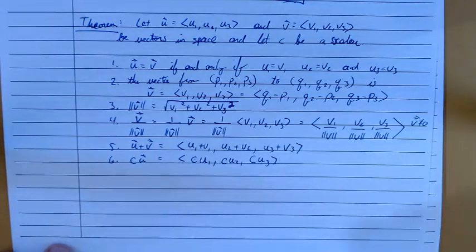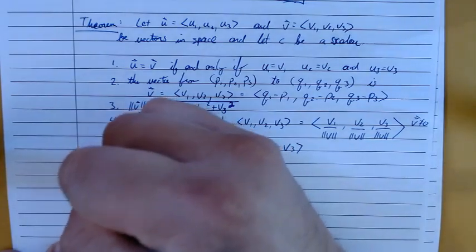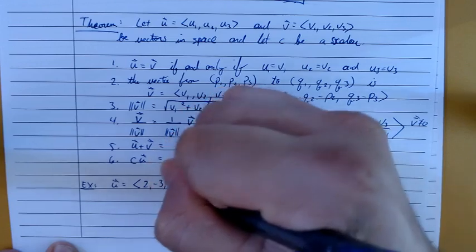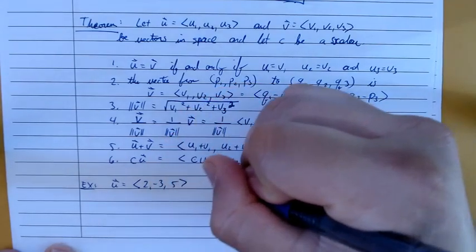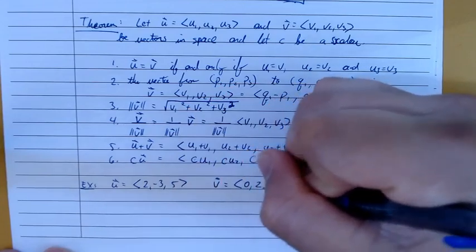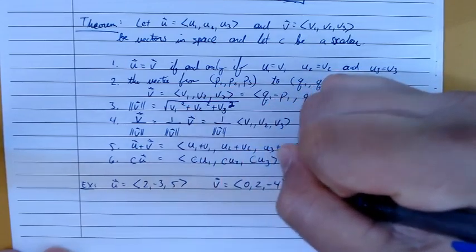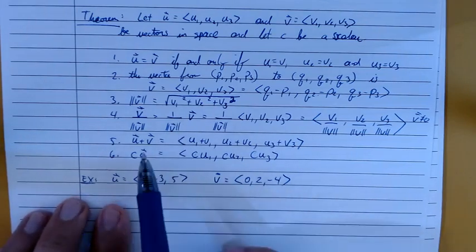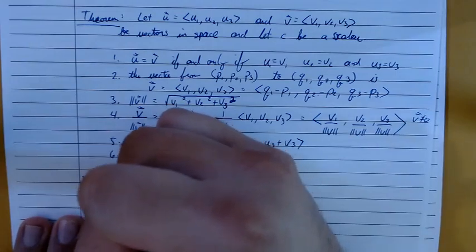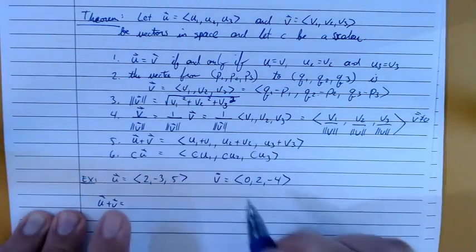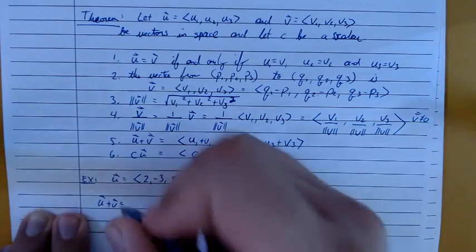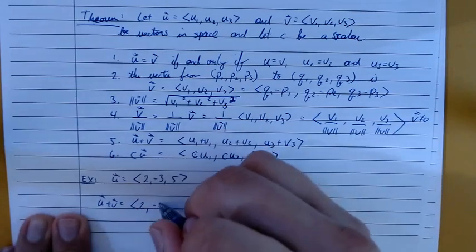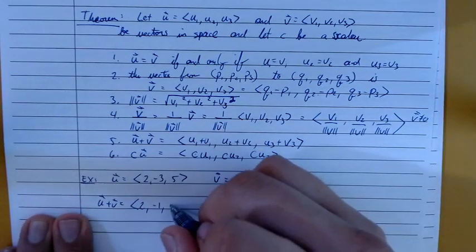So rather, as an example, consider the vector u in 3 dimensions to be given by 2, -3, 5. The vector v to be given by 0, 2, -4. Here, these two vectors can be added component-wise. We can say u plus v is equal to, we're going to add these two together, 2 plus 0, that's going to stay 2. Adding these together, -3 plus 2 is -1. 5 plus -4 is +1.